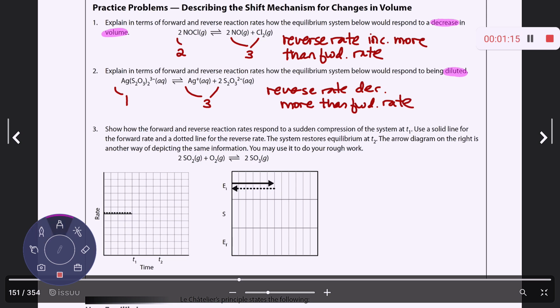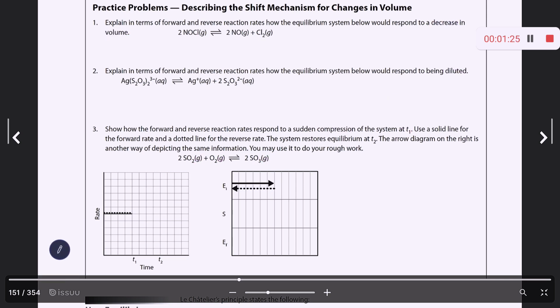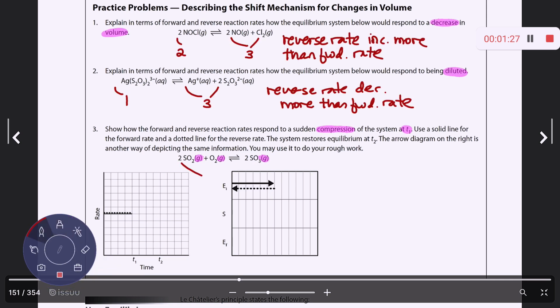Okay, let's take a look at number 3. Show the reverse and forward reaction rates response to a sudden compression at T1. Okay, so these are all gases. We've got 3 reactants, 2 products. So when you compress something, both rates will increase, but it looks like the forward rate is going to increase more. Agreed? Because it's got more particles.